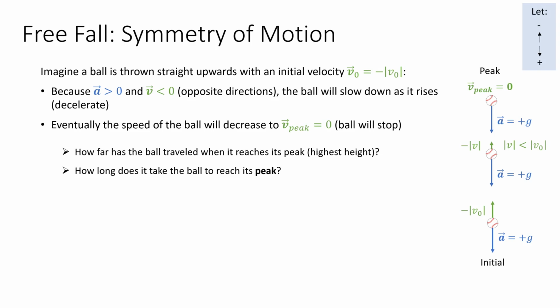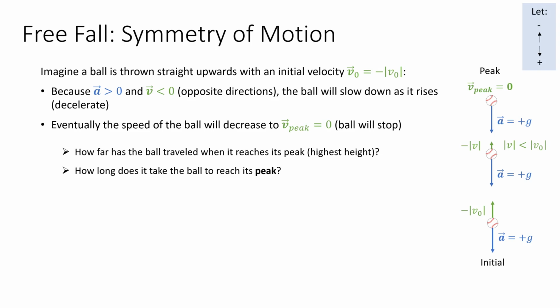I'm going to go ahead and define the upwards direction to be the negative direction and the downwards direction to be the positive direction. So just keep in your mind that we have this flipped coordinate system compared to what you would normally think of, which is upwards being positive and downwards being negative. So we flipped it here. Down is positive.